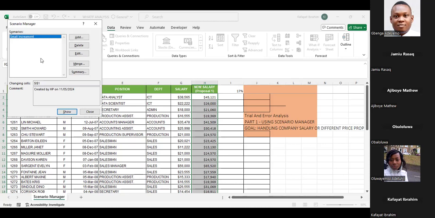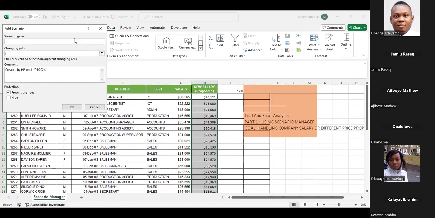Now click on add again. Let's now do medium increments. That one should be around 45%. So call this one medium increments. Good. Medium increments. Right? On the changing cells, clear what you have there. Click on your I1.